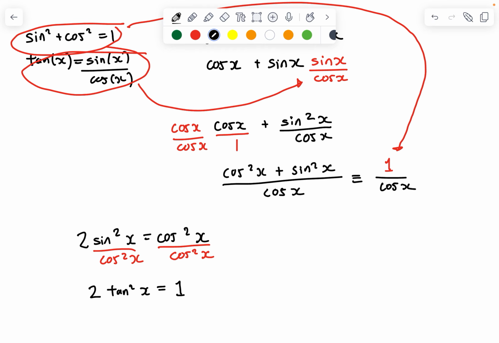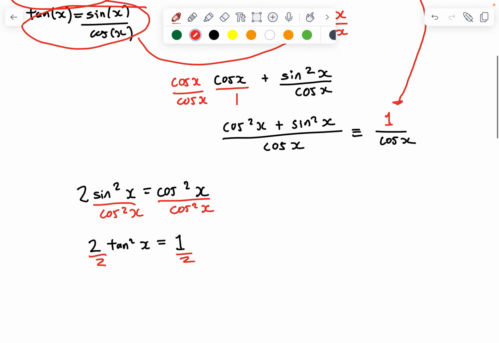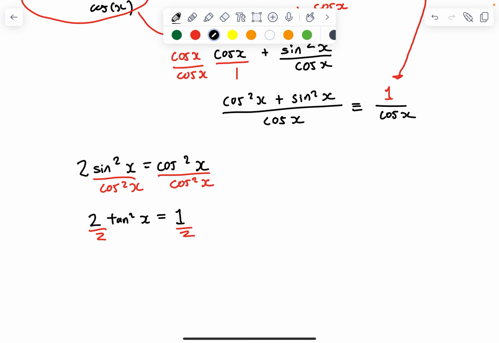And I want to find a solution, so I want this in one function. So what I'm going to do is divide both sides by 2. So now I've got tan squared of x is equal to half. Well, that means that tan of x is equal to, don't forget this, I'm taking a square root, so it's plus and minus because there are 2 possible answers, the square root of a half.